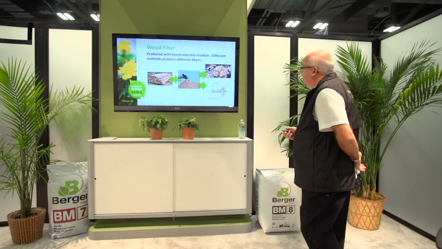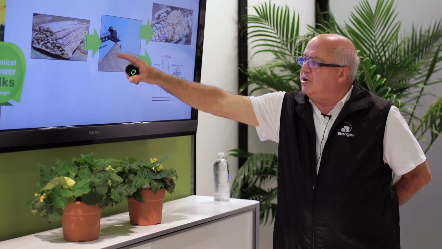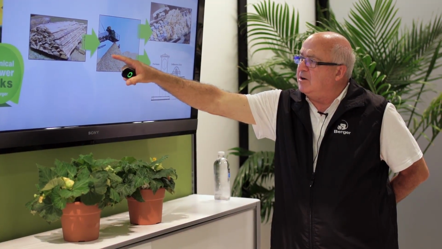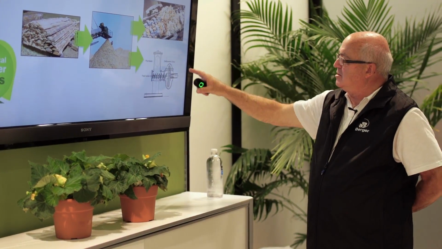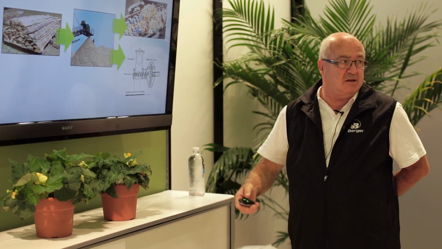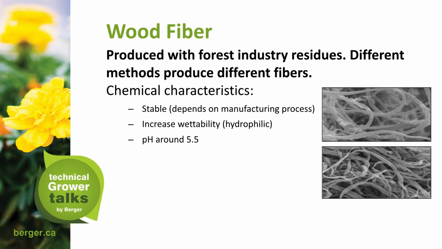As you can see here, here's more of a pictorial process showing you the debarked sapwood, chipped, going through the augers, and then the final defibering process. Chemical characteristics: it's stable, depends on manufacturing process. Increased wettability, it is hydrophilic, so it does love water instead of repelling water as peat moss would. The pH is around 5.5, pretty stable pH.